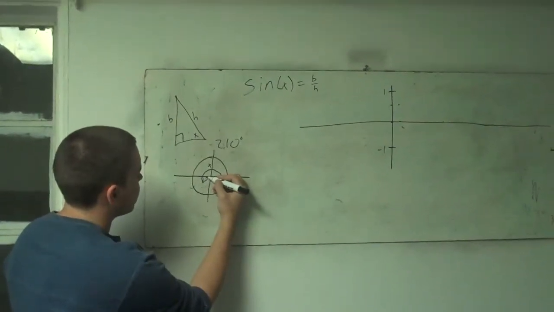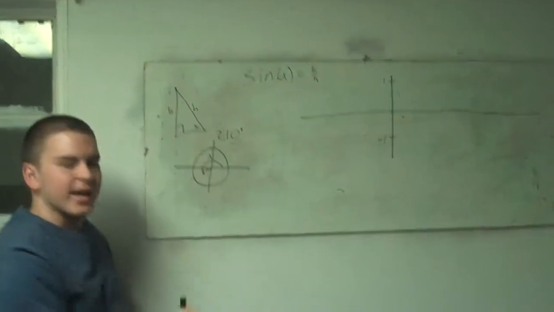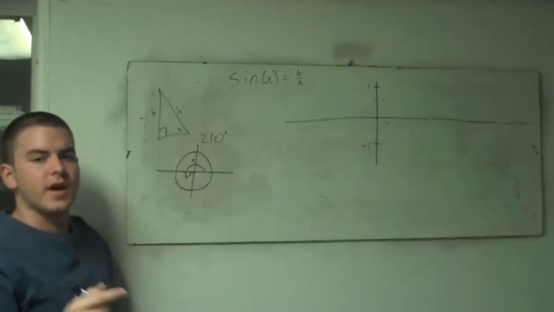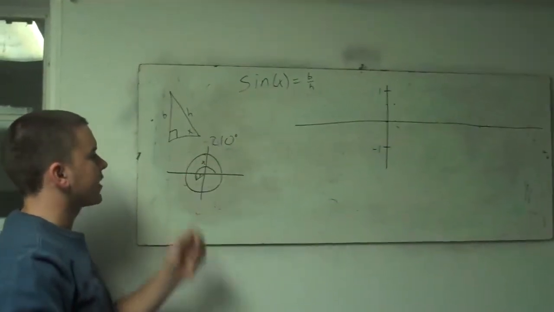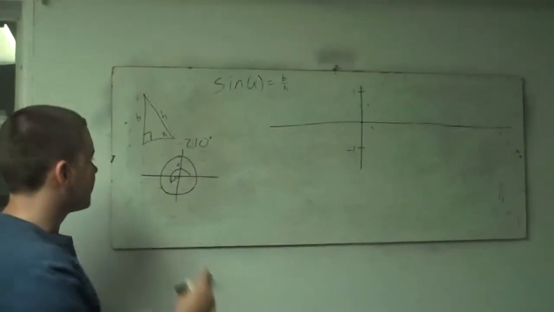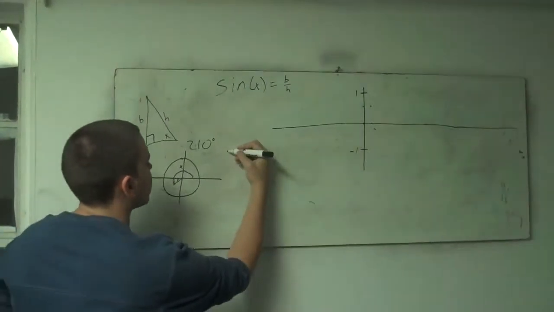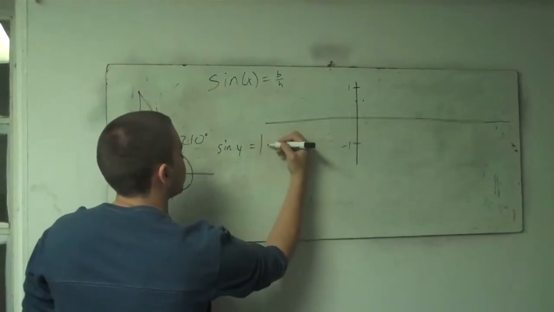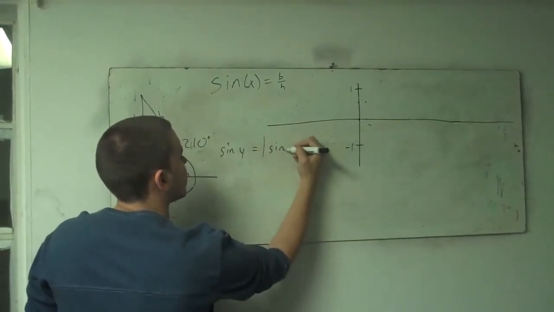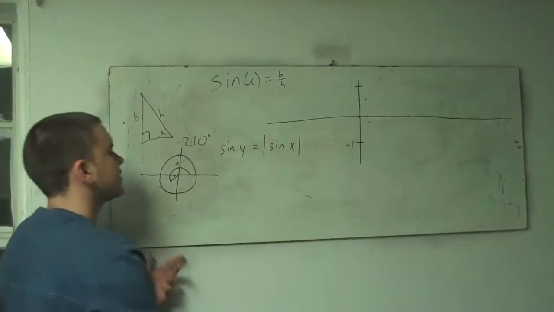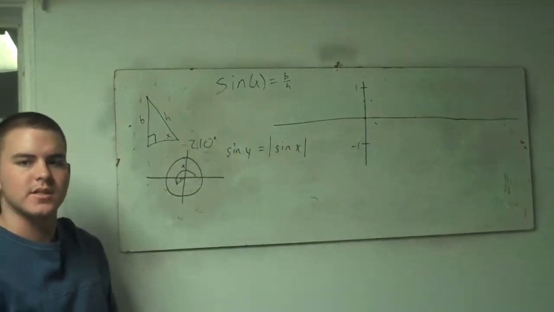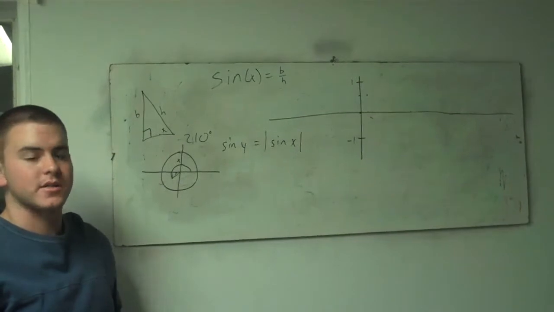And in here, the angle between diagonal and the x-axis, we'll call it y, is going to be the angle that we're looking for in order to find the sine of x. As a general rule of thumb, if you can find that y, then the sine of y will be equal to the absolute value of the sine of x.